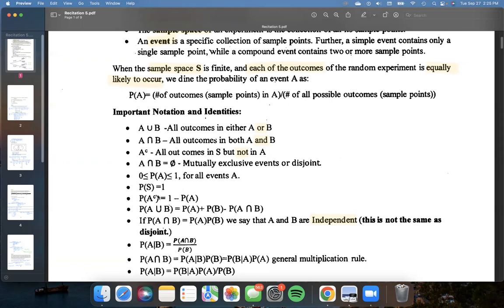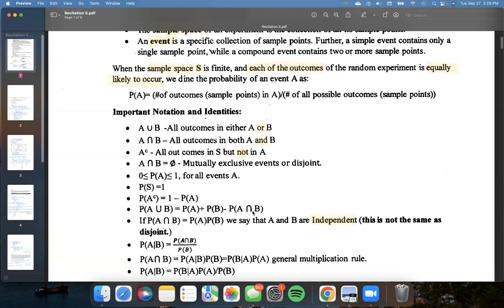The probability of S, our sample space, equals 1. So if you add up all of the events within our sample space, the probability of all of those events occurring would be 1. The probability of A complement equals 1 minus the probability of A. The probability of A union B equals the probability of A plus the probability of B minus the probability of A intersect B.